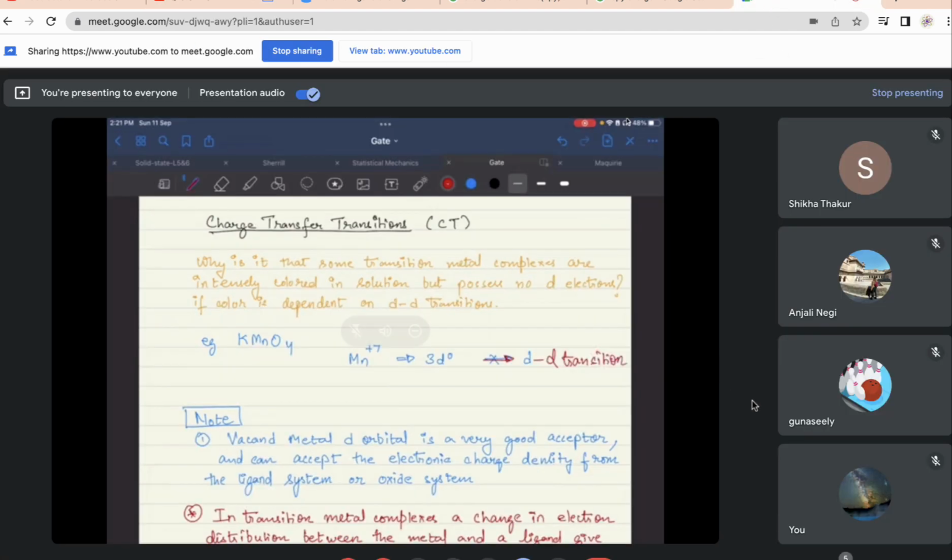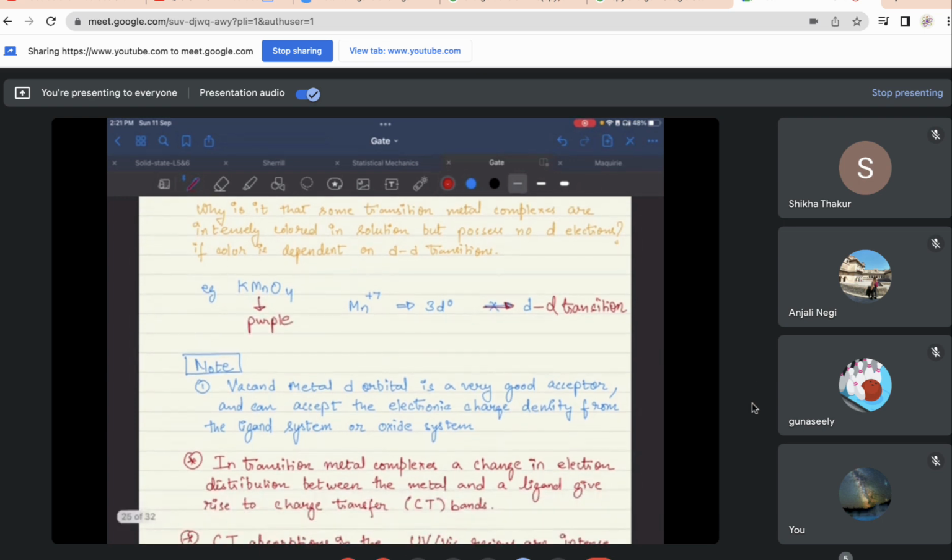But instead of that, it still shows an intense color, KMnO4, like purple. So there are things that we have to note here: the vacant metal d orbital is a very good acceptor and can accept the electronic charge density from the ligand system or any oxide system, correct? Because my d orbital is empty here.